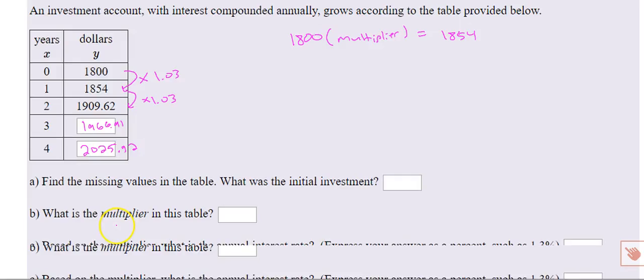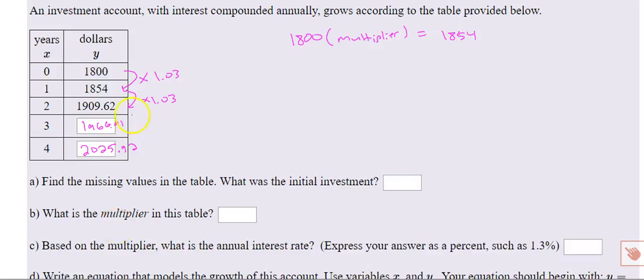Okay, find the missing values in the table. We did that. What was the initial investment? That would be the value in the account at the start. So when x is 0, we had 1800. The multiplier we just figured out is 1.03.